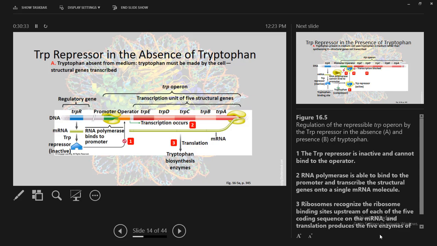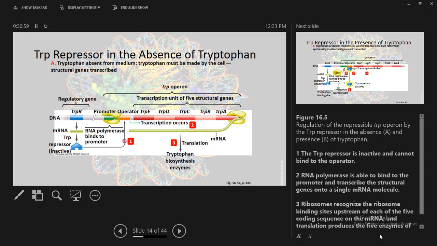So tryptophan is one of the amino acids. And if these bacteria are living in an environment where there is no tryptophan present, they are making tryptophan. Okay? And in order to make tryptophan, they need 1, 2, 3, 4, 5 separate genes to make that amino acid. You're like, why would they need to make tryptophan? It's an excellent question. It's one of the amino acids, and what do we build out of amino acids? Proteins. Why do they need tryptophan? Because some proteins require tryptophan. Does that make sense? Okay.